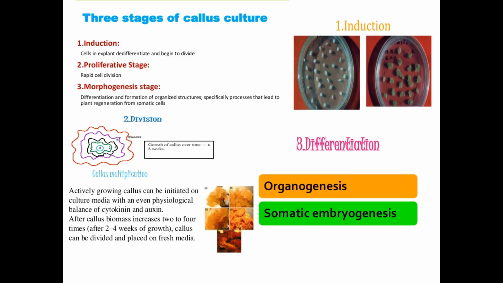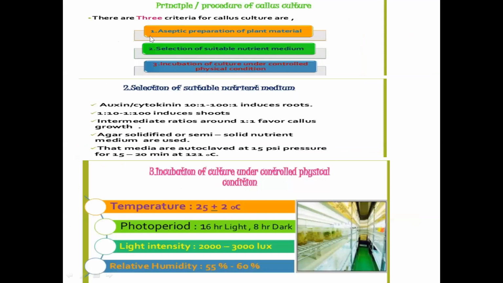If it is in balance, then you can maintain it as a callus culture for a long time. You have to subculture it every 2 weeks. So this is what happens during differentiation. That is the morphogenesis stage I have told you: organogenesis and somatic embryogenesis.